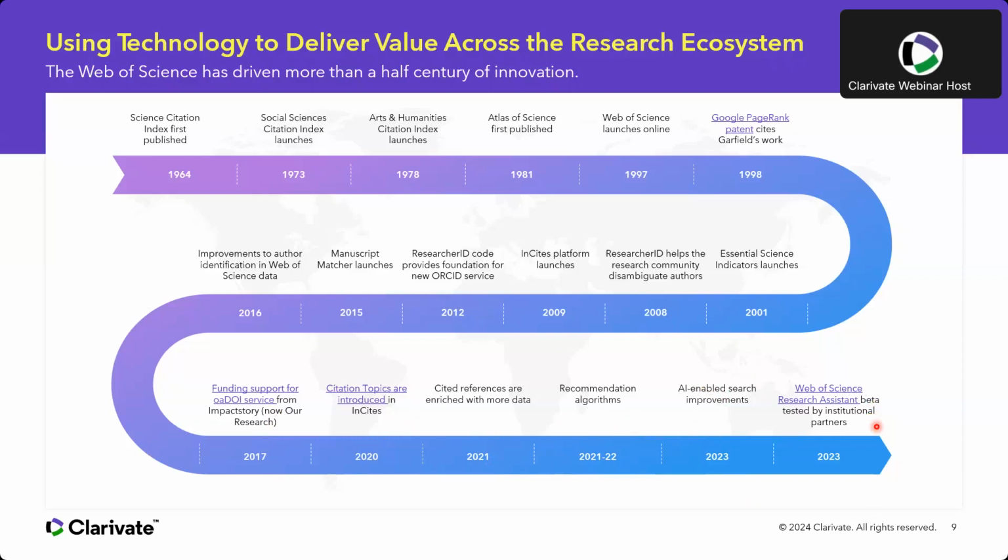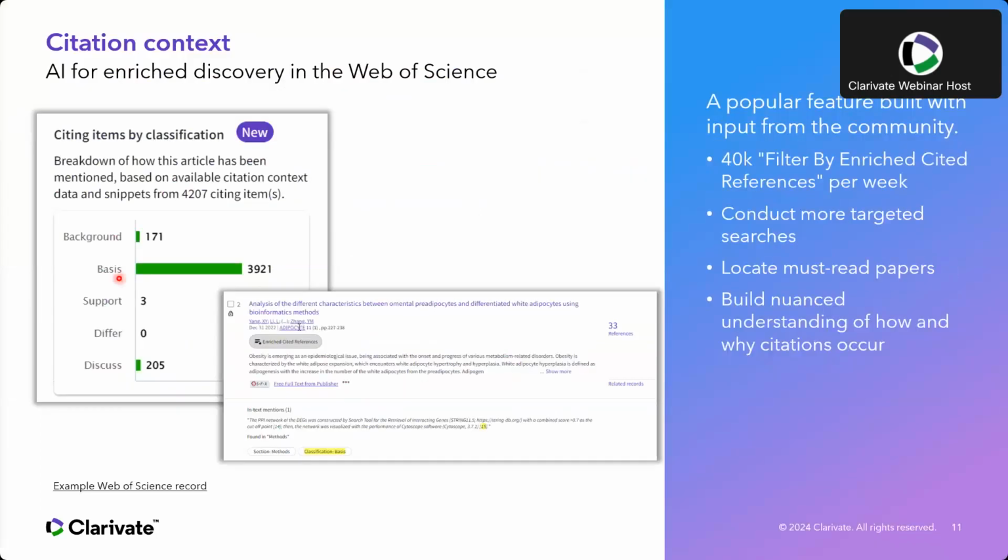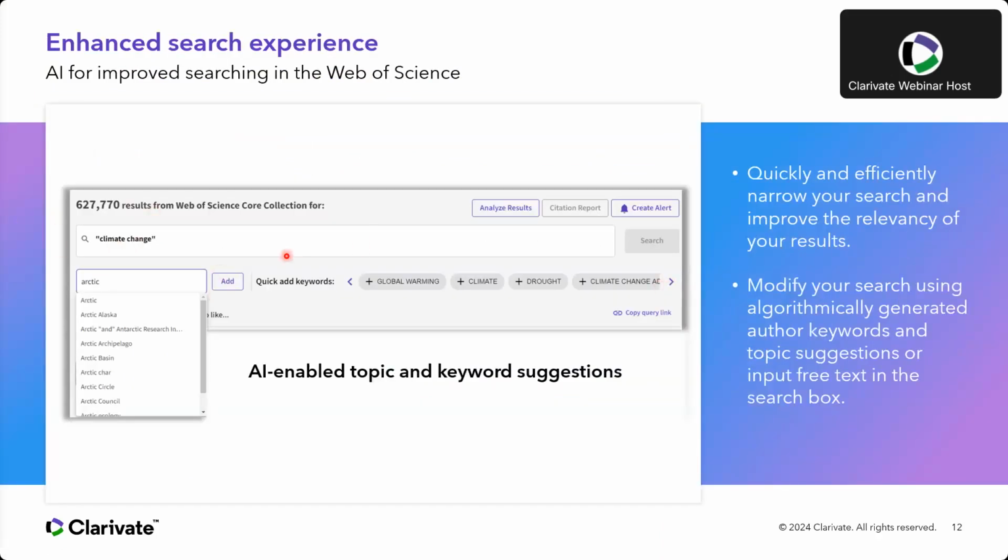So there is something that I want to focus on very quickly. For example, you might have seen this is also AI that classifies citations, right? Is it a citation that we find as basis, or that is supporting an idea, or that is discussing an idea? You can see that in the Web of Science. And then search experience: you search on climate change, for example, and the Web of Science suggests other keywords. And it says, maybe you might be interested in global warming or drought, for example, right? So that is also AI.